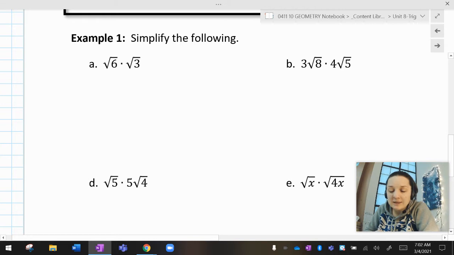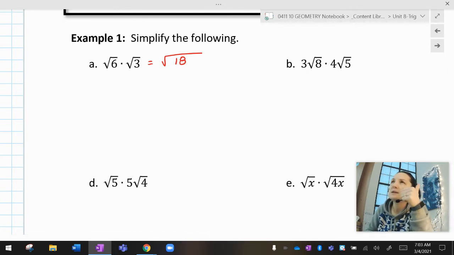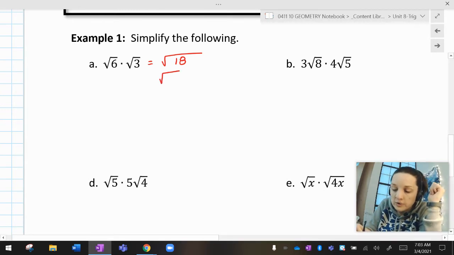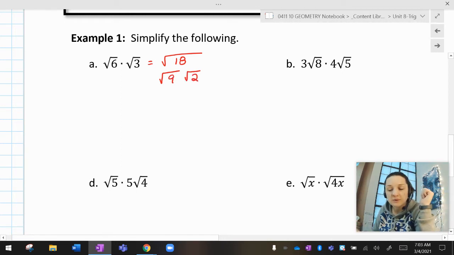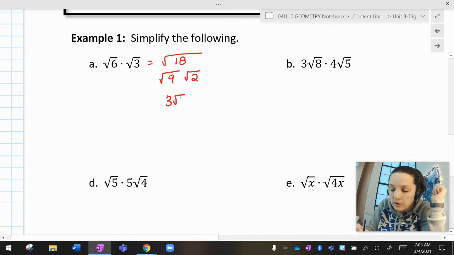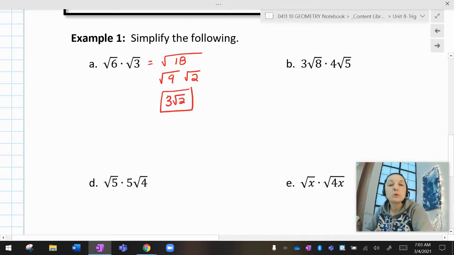So like in A, it says find the square root of 6 times the square root of 3. Well, the square root of 6 times the square root of 3 would be the square root of 18. I just multiply 6 times 3. The radical stays. But now I want to look at that 18 and see if it breaks down. 18 is 18 times 1 or 9 times 2. Ooh, 9 is a perfect square. So I'm going to rewrite the square root of 18 as the square root of 9 times the square root of 2, and make that 3 root 2.